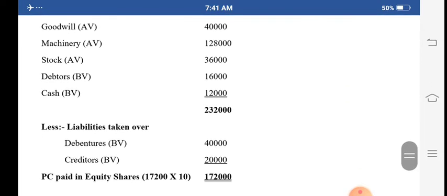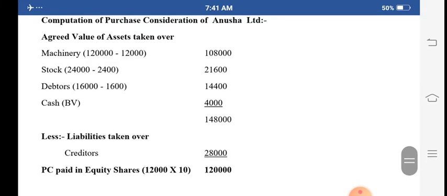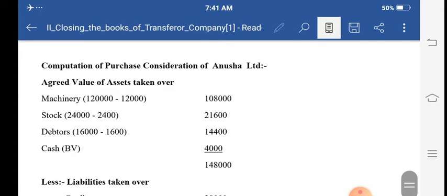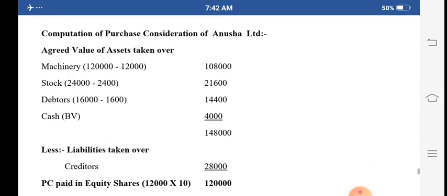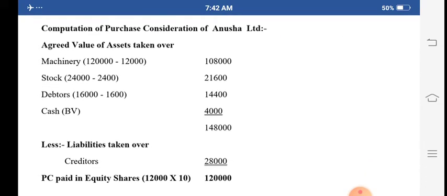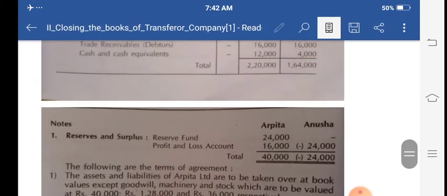Now make the total of the assets: machinery 1,08,000 plus stock 21,600 plus debtors 14,400 plus cash 4,000. The total is 1,48,000. From this 1,48,000 we have to deduct the liabilities taken over, and these are the book value liabilities.